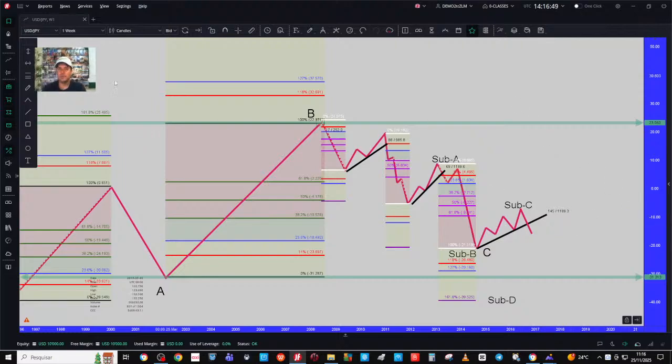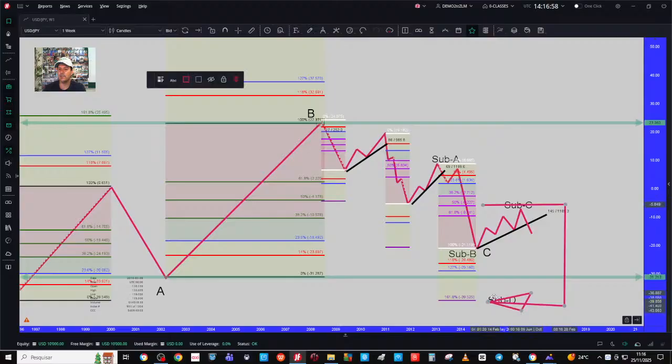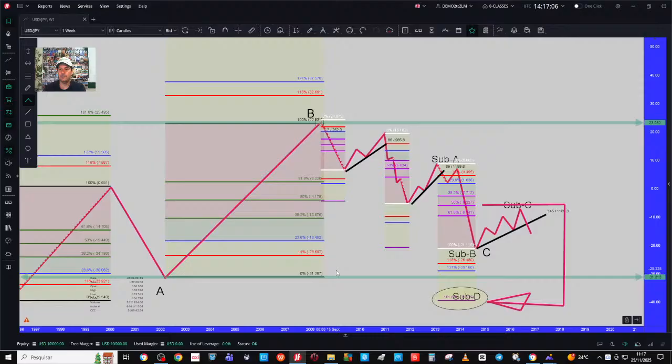Everybody, if violet goes to violet, for the market to hit the sub D, it must break the capital A, yes or no?